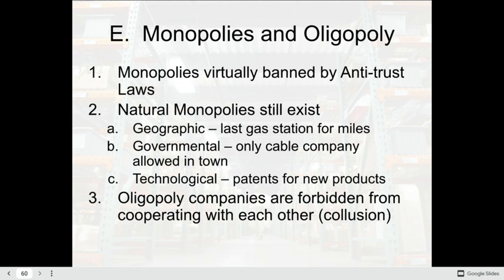And then some of the antitrust laws also apply to oligopolies, because if you only have two companies and they work together, basically it's the same thing as a monopoly. So oligopolistic companies are forbidden from cooperating with each other.